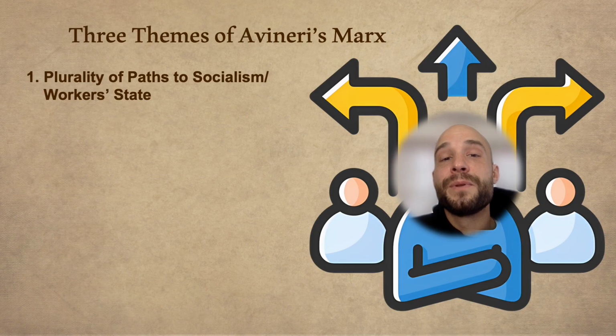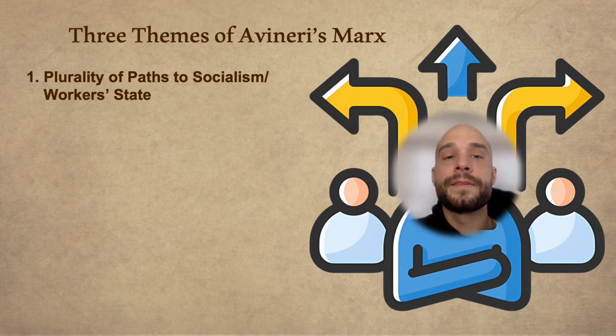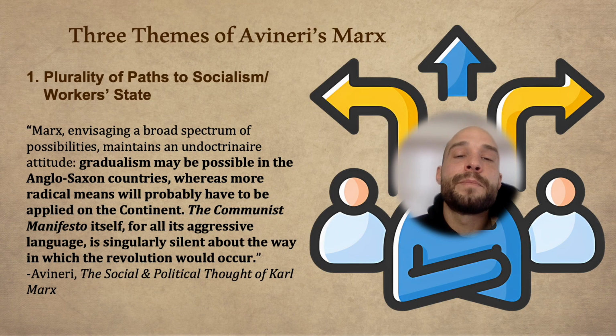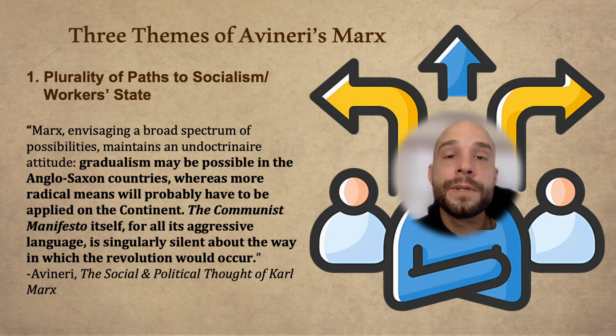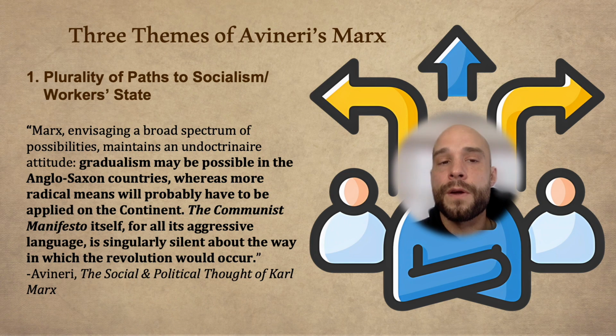Okay. We're going to explore the different pathways to socialism in detail later in this lesson, but I want to ground that discussion right away with some textual evidence from Avineri. He writes, Marx, envisaging a broad spectrum of possibilities, maintains an undoctrinaire attitude. Gradualism may be possible in the Anglo-Saxon countries, whereas more radical means will probably have to be applied on the continent. The Communist Manifesto itself, for all its aggressive language, is singularly silent about the way in which the revolution would occur. This passage is doing a lot of work.